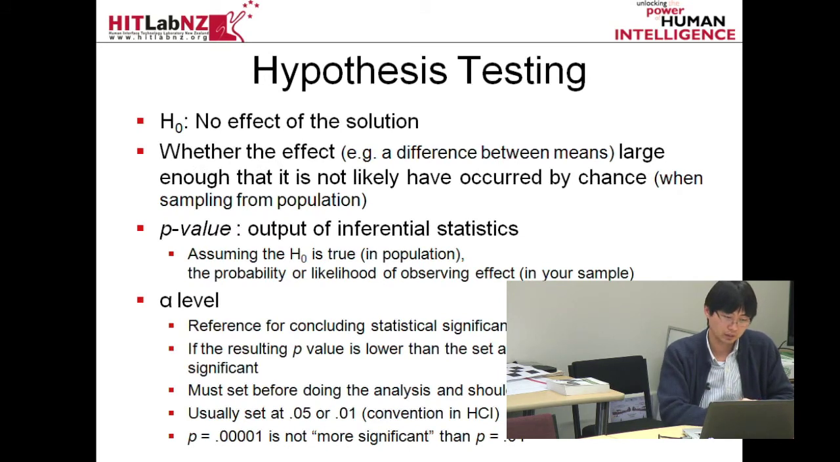do inferential statistics. The input of the inferential statistics is, again, the sample data you've collected. And if you put it into the inferential statistics tool, it will print out the p-value, which is basically saying whether it's likely that you can reject H0 or not.